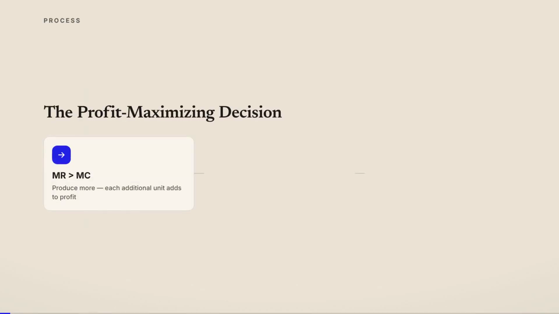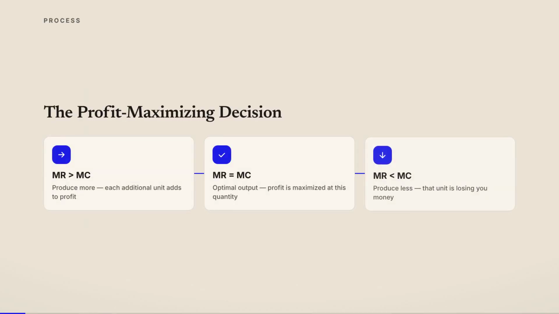Profit is total revenue minus total cost. But the key to maximizing profit is thinking at the margin. Marginal revenue is the revenue from selling one more unit. Marginal cost is the cost of producing that unit. Marginal profit is marginal revenue minus marginal cost.